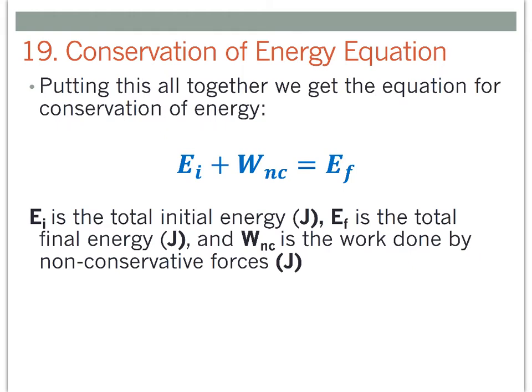Equation-wise, this is what it amounts to. Okay, the initial energy of an object plus the work done is going to be equal to the final energy. This equation is huge. You will be using this equation a ton. This is up there with F equals ma as the two most important equations that you will learn this year. Okay, and so what does it mean? So E initial is the total initial energy of an object. Okay, W_NC is the work done by non-conservative forces, and we'll talk about what that means in a second. And E final is the final energy of the object. Okay, and when we say initial and final, we're talking about the total energy, all forms combined.